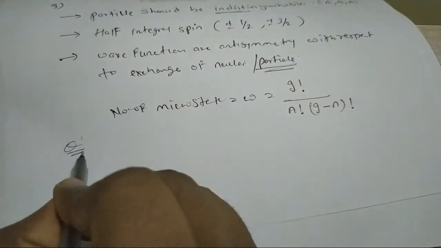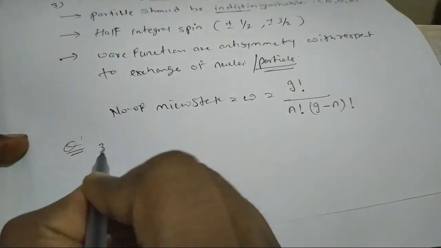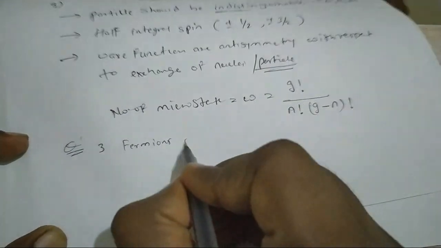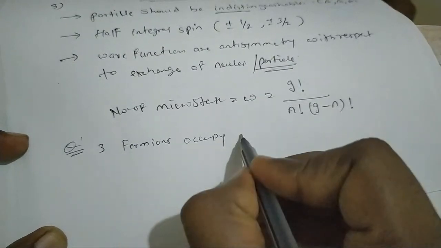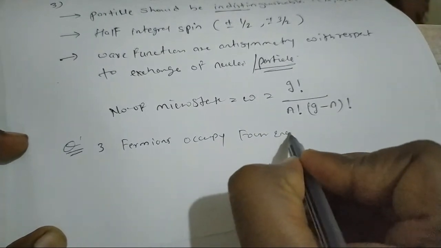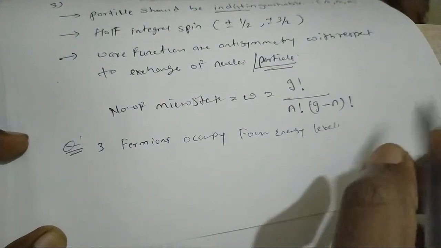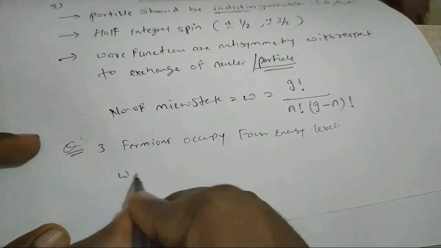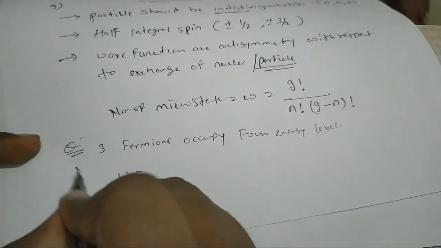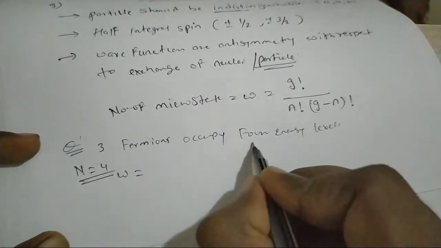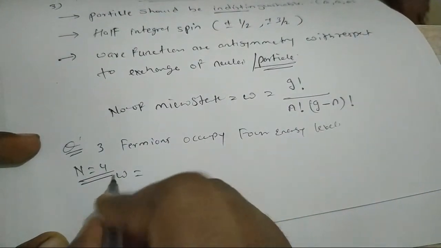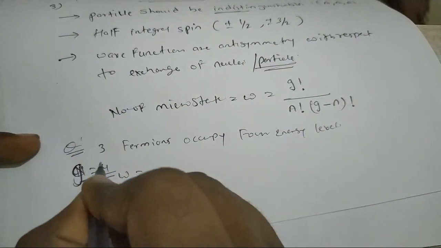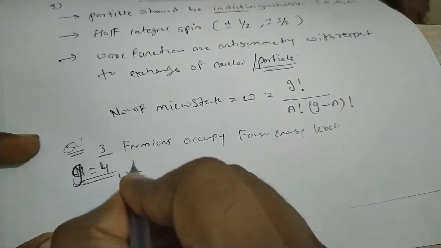There are 3 fermions occupying 4 energy levels. Find the microstates. Sorry, in this case the g value is 4 because of the energy levels, and the n value is 3.